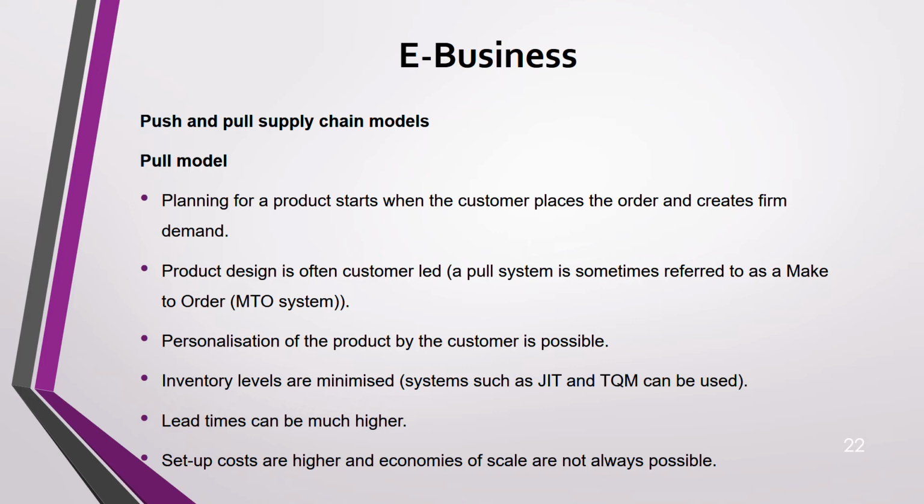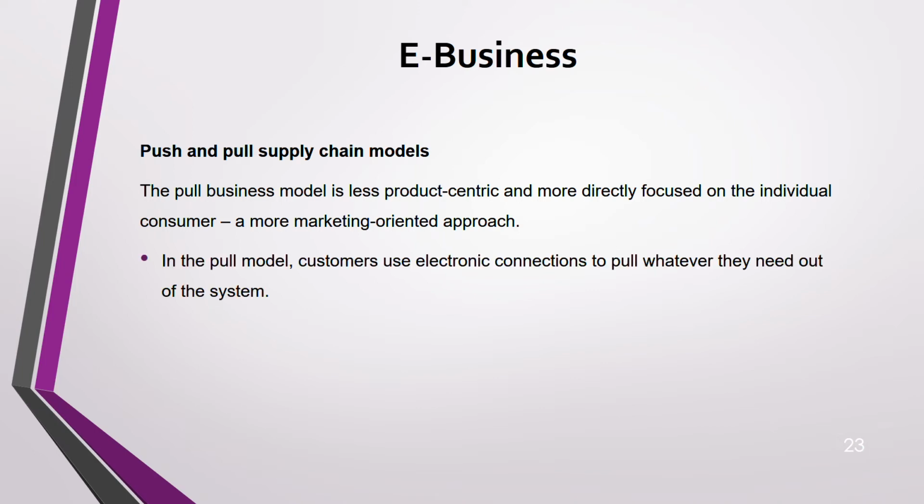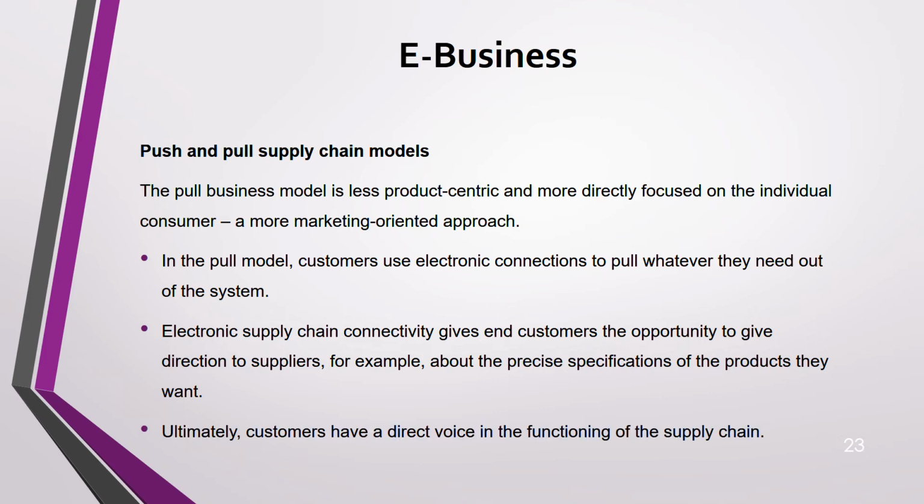Just know the differences between this push and pull model. Okay, this is something very easy. The pull business model is less product centric. See, the pull model is more about the customer than the product. You understanding? So in the pull system, now we are taking this to the electronic platform. Customers use electronic connections to pull whatever they need out of the system. So the electronic supply chain gives the customer the opportunity to give direction to the supplier. Ultimately it is the customer who has a direct voice in the functioning of the supply chain. You see how everything changed? It is the customer who has the control.